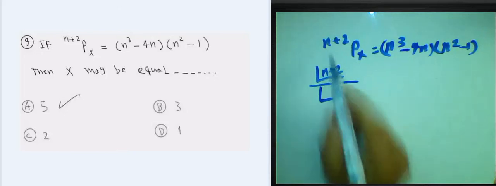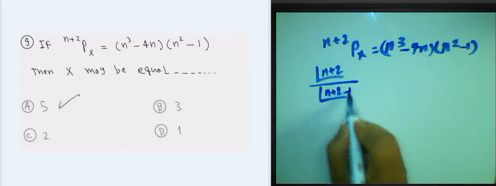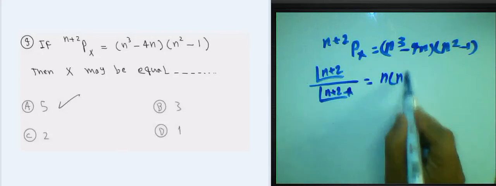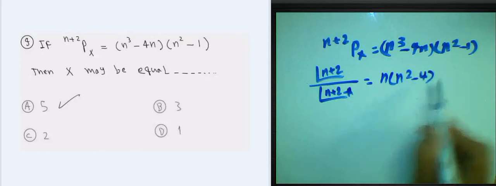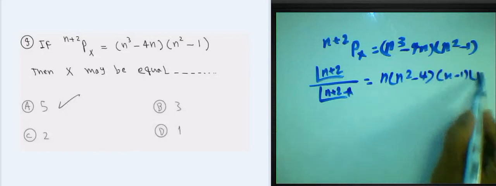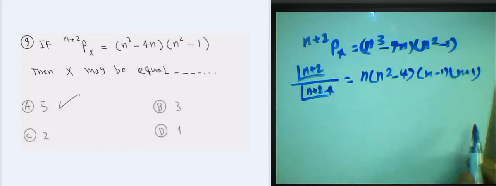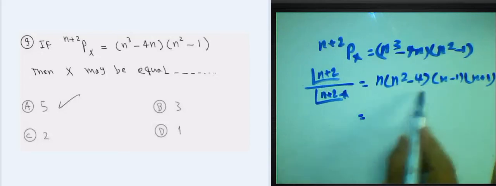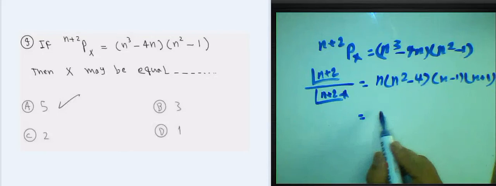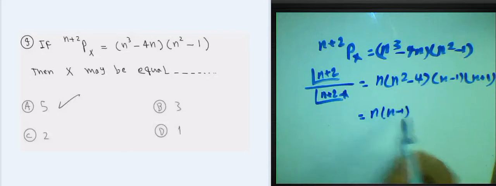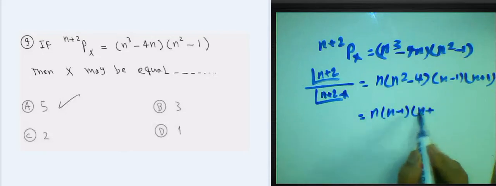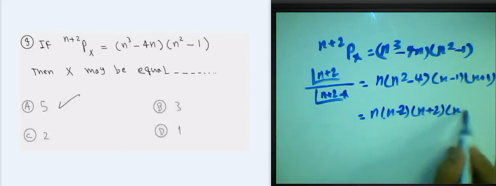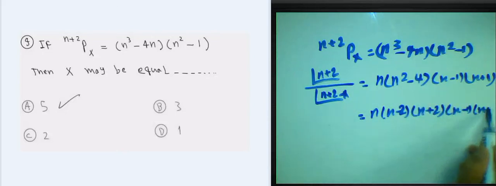The difference between n plus 2 minus x, and here we can write n coefficient between them to be n power 2 minus 4, and here n minus 1 multiplication by n plus 1. And here we can factorize this expansion: n and n minus 1 and n minus 2, sorry, n minus 2 and n plus 2, and here n minus 1 and here n plus 1.